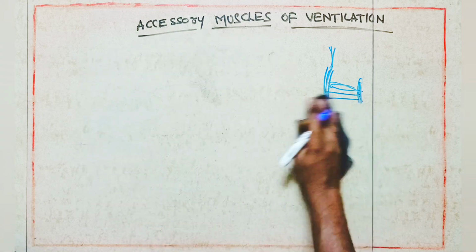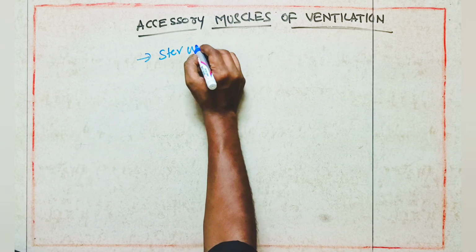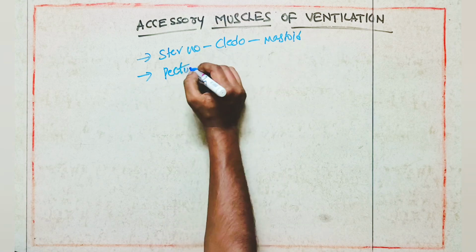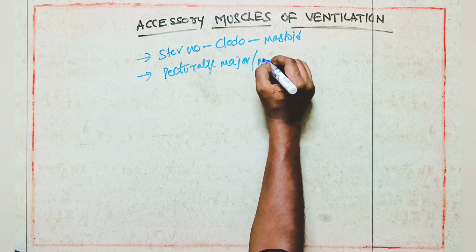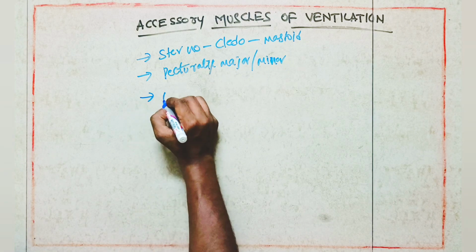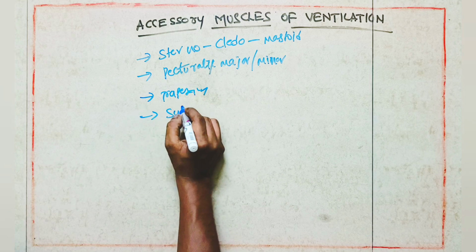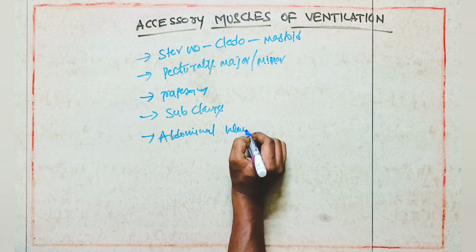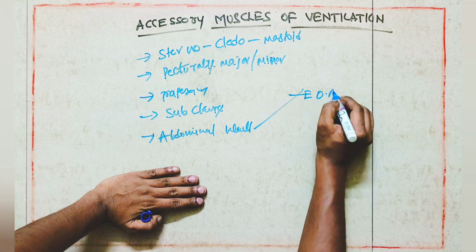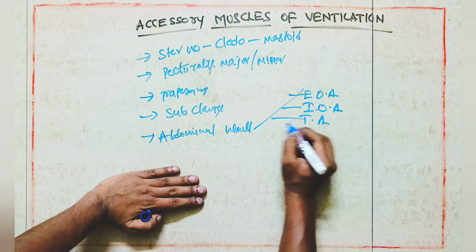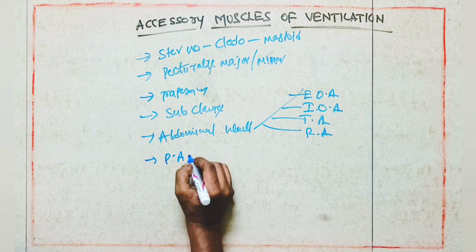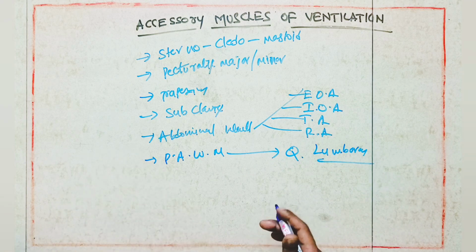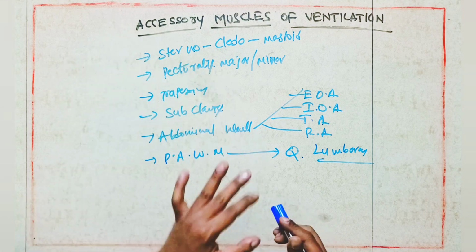Now in these accessory muscles we have so many muscles. First, the sternocleidomastoid, and second, the pectoralis major. Pectoralis minor also helps in accessory ventilation, the trapezius muscle helps in ventilation, the subclavius also helps, and the abdominal wall muscles. What are the abdominal wall muscles? Here we have the external oblique aponeurosis, internal oblique aponeurosis, transverse abdominis, rectus abdominis, and the posterior abdominal wall muscle, especially the quadratus lumborum. So these are some important accessory muscles of ventilation. We will see one point about one muscle.